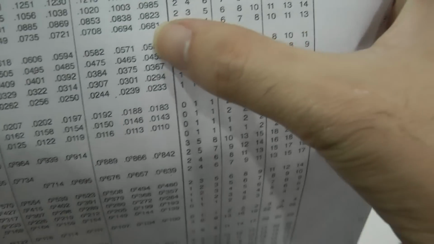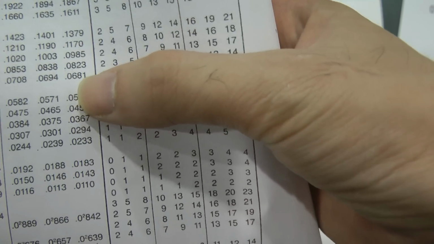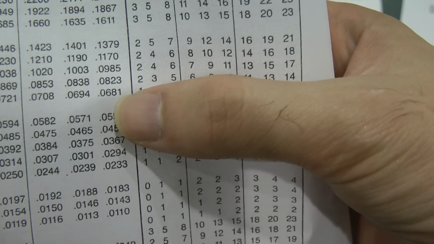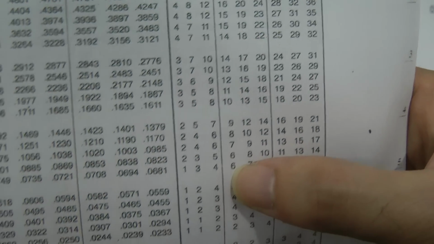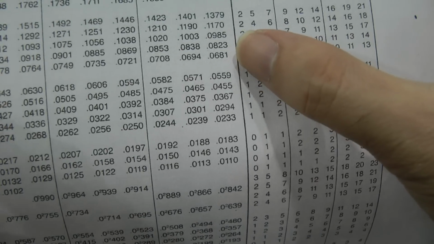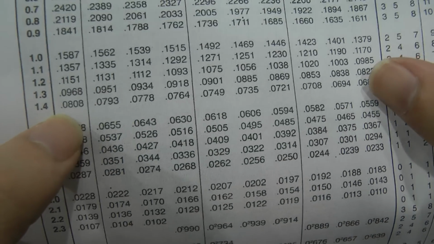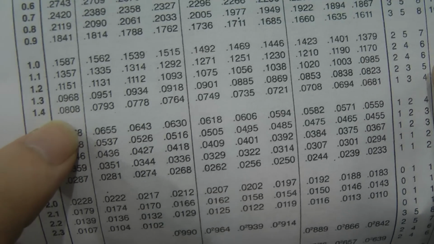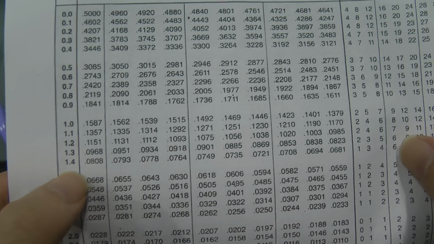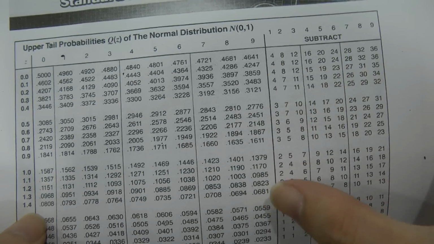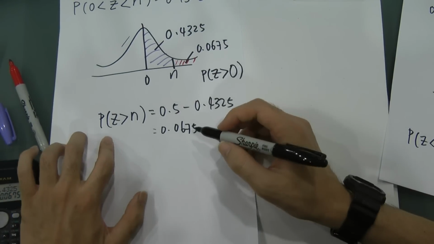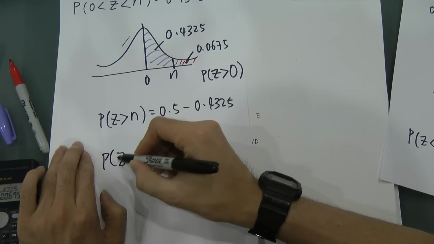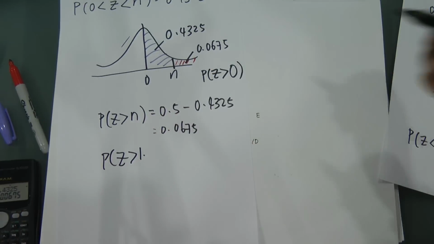0.06, so it's 6. Here you got 681. Means for 675, you have to minus 6. When you minus 6, you will get 1.4. So this one is 1.4, and then we minus 6 is 4. So this one is called 1.4, and then this one is 9, 1.494. So from the diagram, you can get that P(Z) is bigger than 1.494.